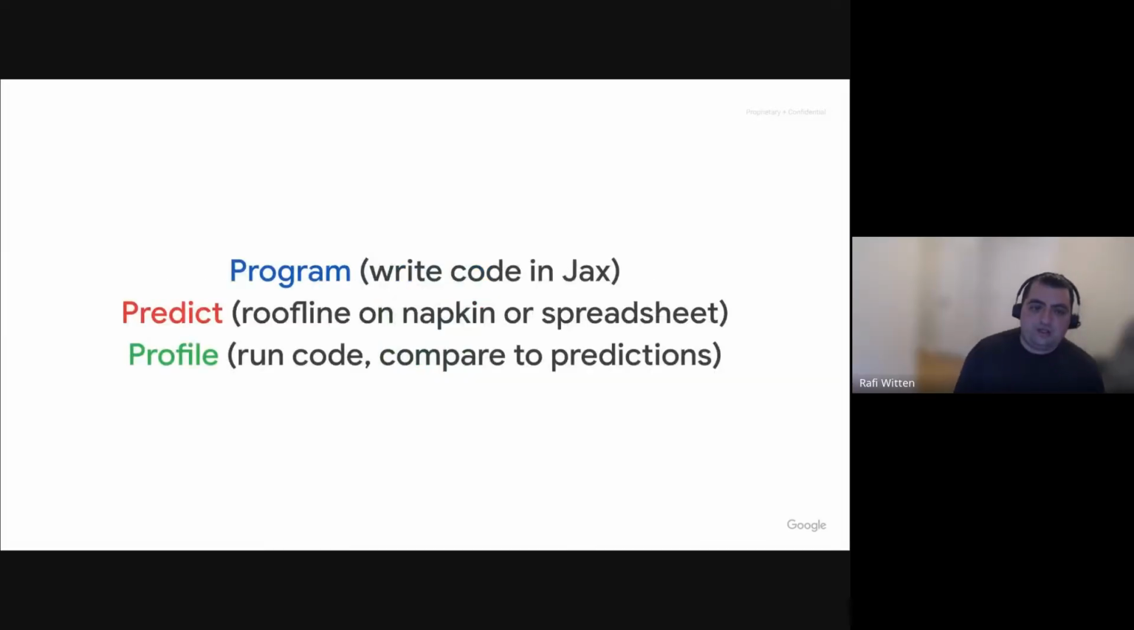So the three pieces, to write them out: we're going to write the code, we're going to roofline, so both fundamentally doing it in a spreadsheet or doing a little bit of arithmetic and algebra, and then we're going to profile. We're going to run the code, we're going to compare it to the predictions, and we're going to make sure we know what's happening in the system.